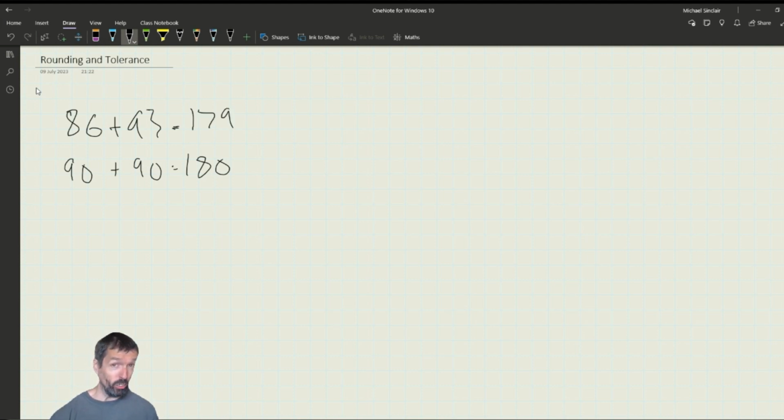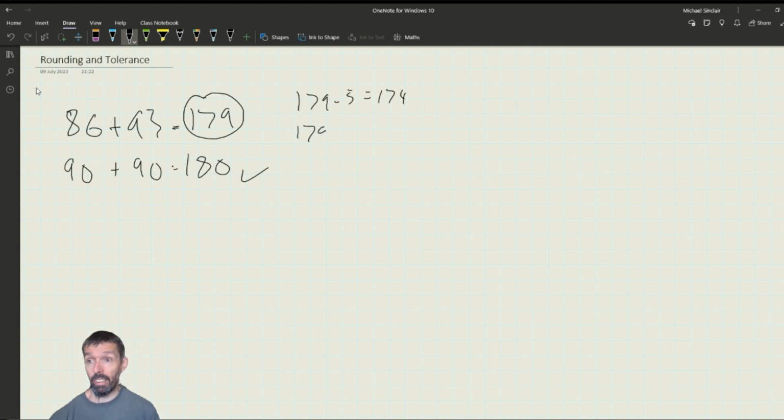If I said that the tolerance was 5, this one is absolutely within the bounds. It's correct. This is my actual number. And with a tolerance of 5, I would expect to have 179 minus 5, which is 174, or 179 plus 5, which is 184. These two values, from 174 to 184, are the accepted range of answers. Because the answer was actually 179 and my estimate was 180, I'm within the tolerance of this question.